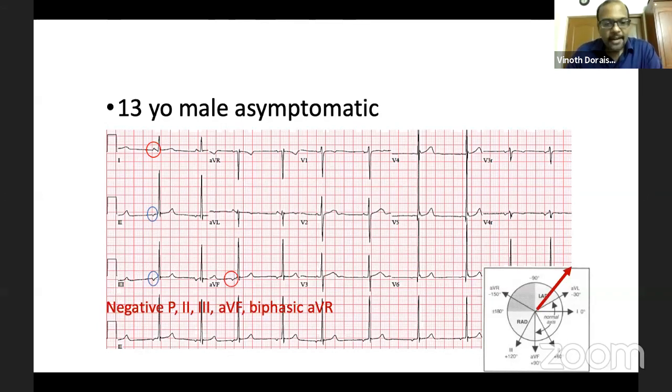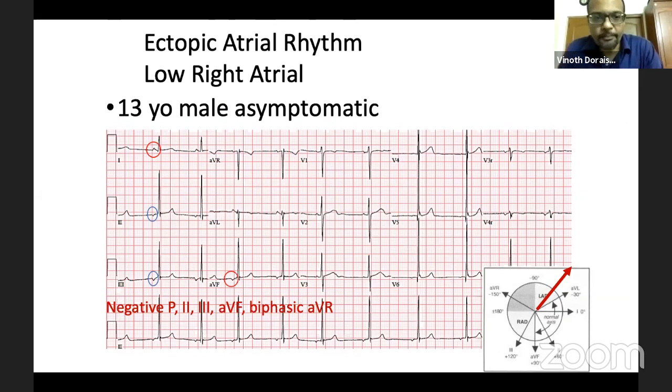So the direction of the P wave axis will be in the direction of the red arrow. That is, the lead 1 is positive and the lead AVF is negative. So this will be a low right atrial rhythm, which can also be present in normal and also in the left isomerism, which we had seen in the previous class. So this is a low right atrial rhythm. And of course, this is going towards the AVL. So you can see the P wave in AVL is also positive.